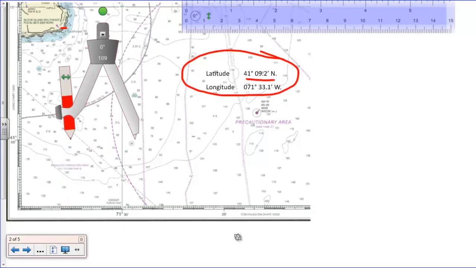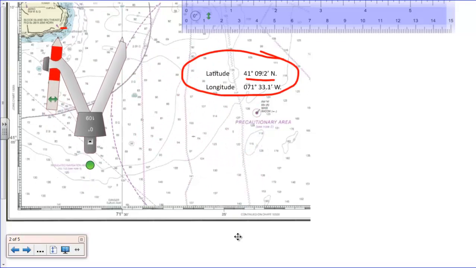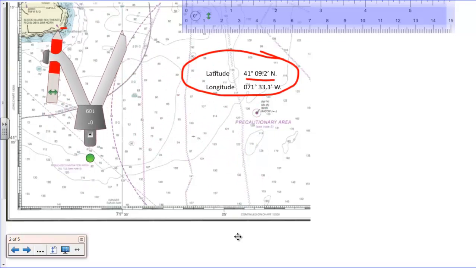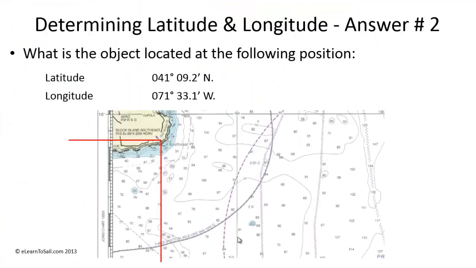We then bring the dividers up to the area of the chart we want to work with. We go from that same line of longitude and we measure over, and we see it is indeed the Block Island light. So in summary, you can use either your parallel rules or your dividers to figure out latitude and longitude. Here's the answer to that question. It is the Block Island light.